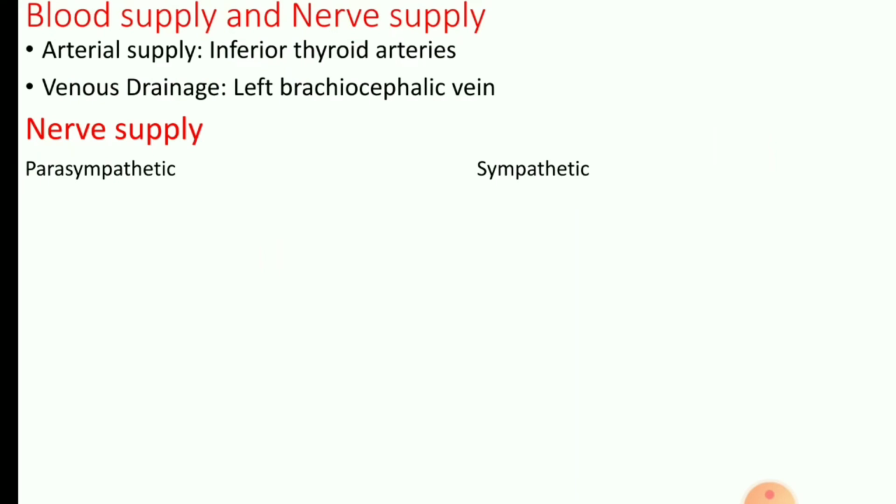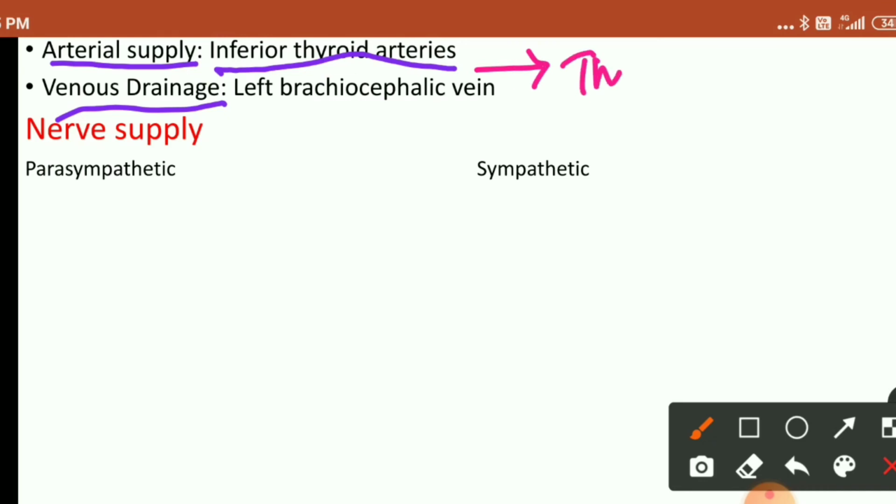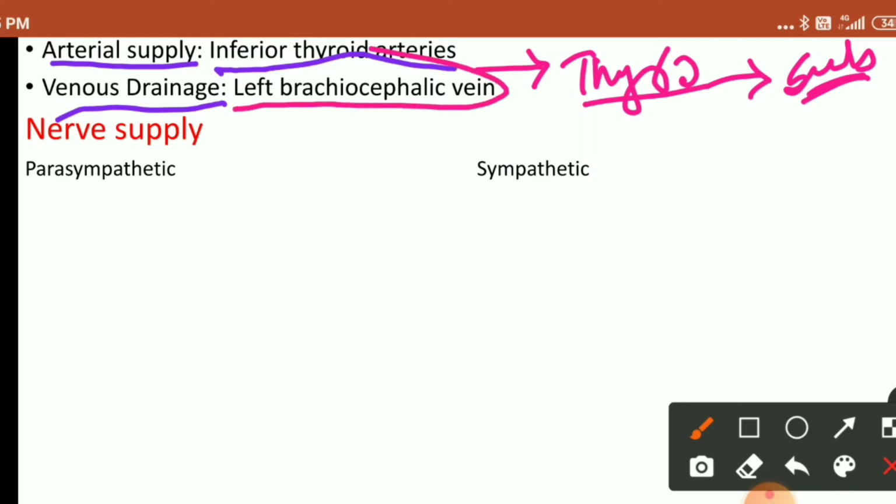Now we come to the final topic of our discussion today, which is the blood supply and nerve supply of trachea. Arterial supply and venous drainage both come under blood supply. First the arterial supply is by the inferior thyroid artery, and we know that the inferior thyroid artery is a branch of thyrocervical trunk, which is also a branch of subclavian artery. Clear? And for the venous drainage, the deoxygenated blood will drain to the left brachiocephalic vein. I think the blood supply is clear.